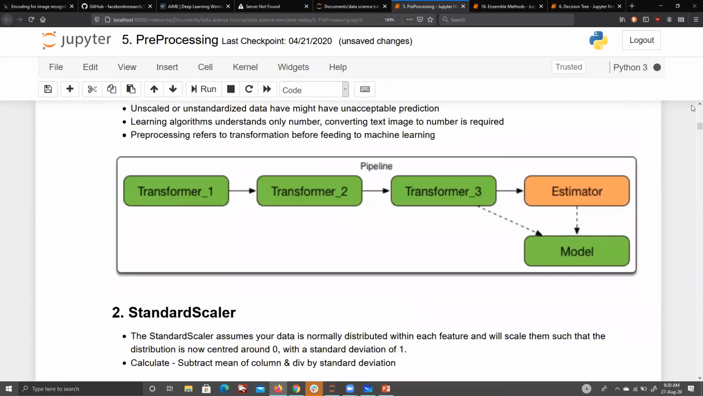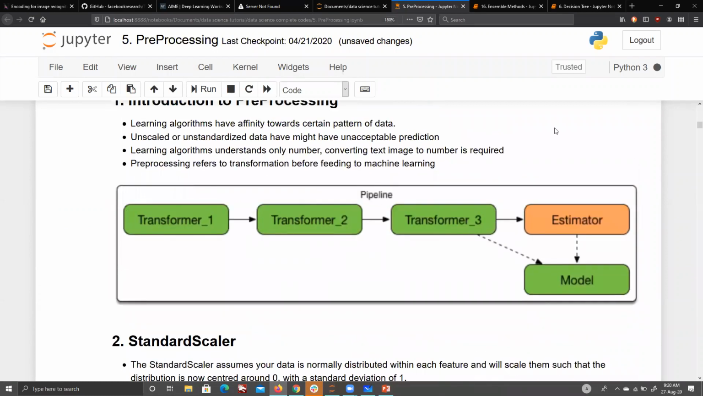Now, different learning algorithms have affinity towards certain patterns of data, and unscaled or unstandardized data might be unacceptable for some estimators. Whenever I say estimator, it means some machine learning algorithm. Transformers are different pre-processing steps or functions that we will be building throughout the pipeline. Many times we have to apply different transformations in a sequence. It is not just one transformation.